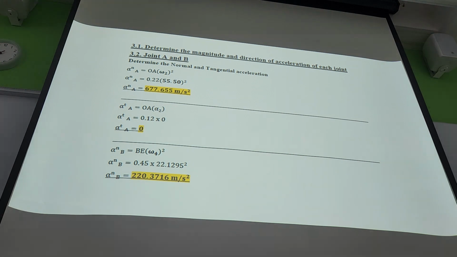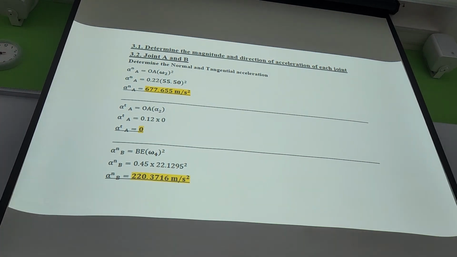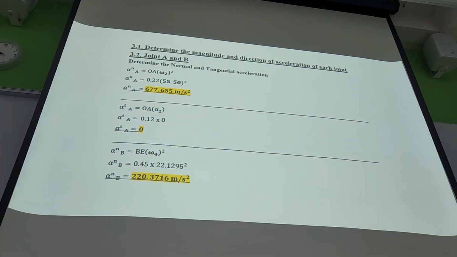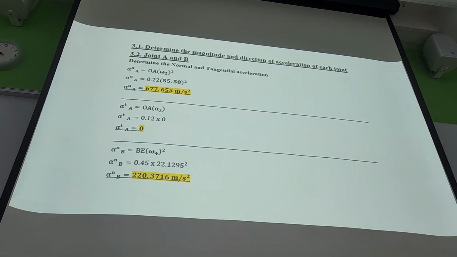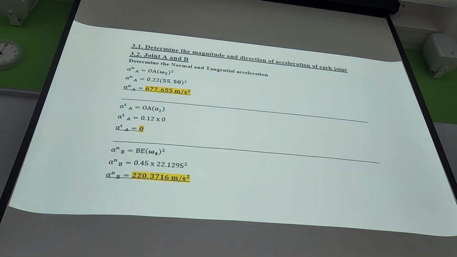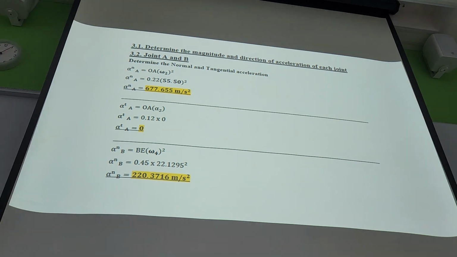Now the tangential component. So OA into alpha 2. OA is the length of link 2, we know. Now in this case, the acceleration of link 2 is given as 0, so therefore it has no tangential component. If you read your question, I think it asks for constant angular velocity. So constant angular velocity means the tangential acceleration, the angular acceleration, is 0.